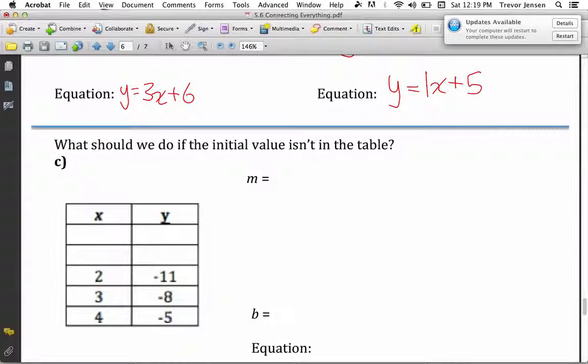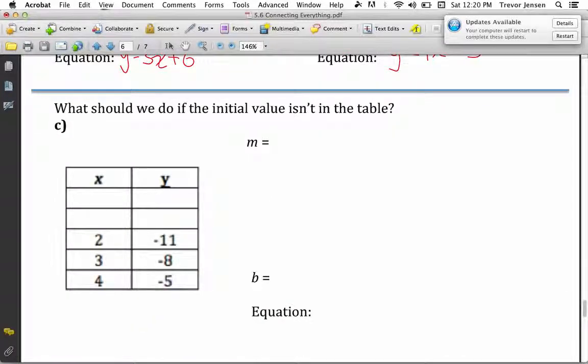Okay, so what should we do if the initial value isn't in the table? Well, first thing we're going to want to do is calculate our slope by doing change in y, y2 minus y1, divided by change in x, x2 minus x1. Pick 2 points in your table of values. I'll just choose the first 2 to be my x1, y1, and my x2, y2.